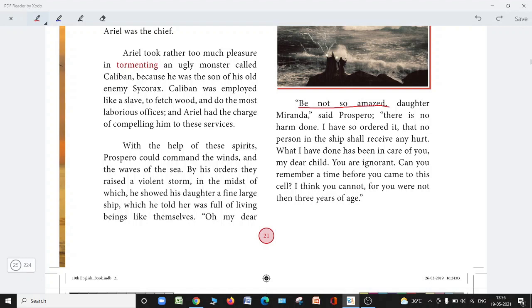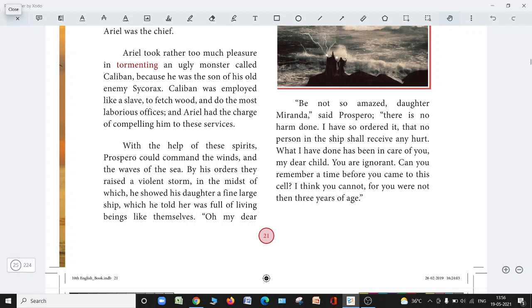Be not so amazed, daughter Miranda, said Prospero. There is no harm done. I have so ordered it that no person in the ship shall receive any hurt. What I have done has been in care of you, my dear child. You are ignorant. Can you remember the time before you came to this cell? I think you cannot, for you were not then 3 years of age.